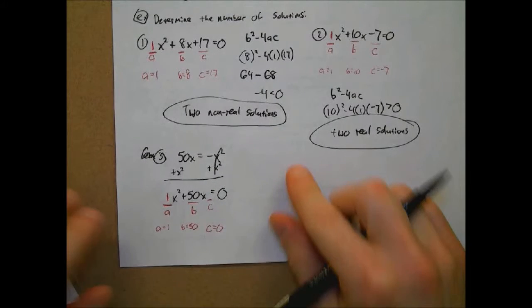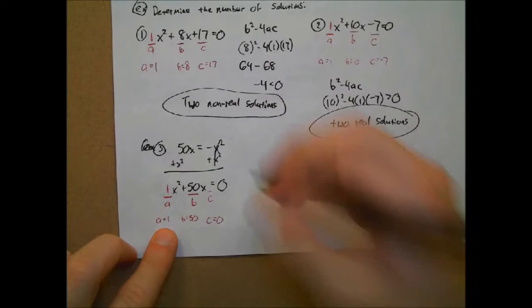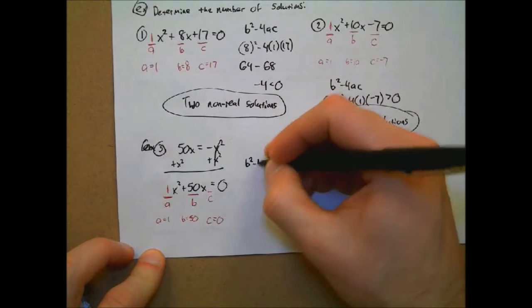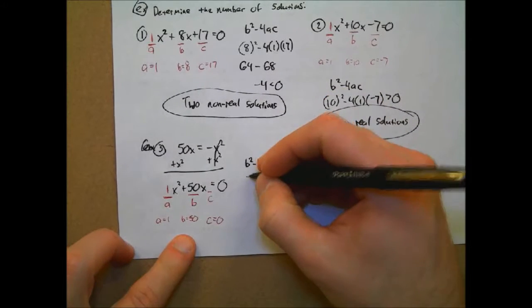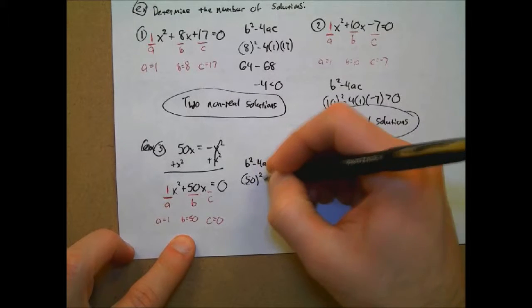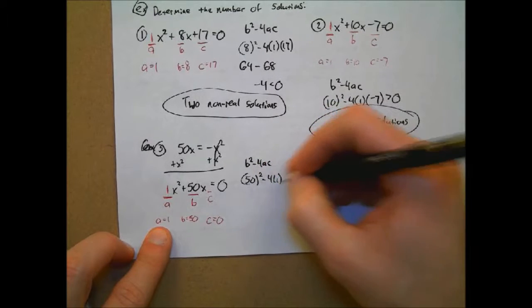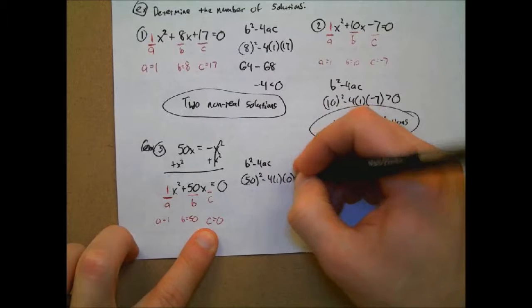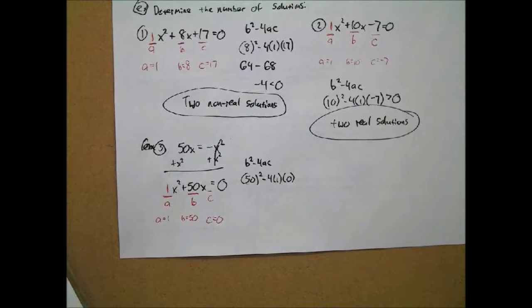All right. I'm going to plug this into my discriminant. So again, b squared minus 4 times a times c. So b squared is 50 squared minus 4 times a, which is 1, times c, which is 0. Super easy here. Mental math it. Is it going to be positive, negative, or 0?